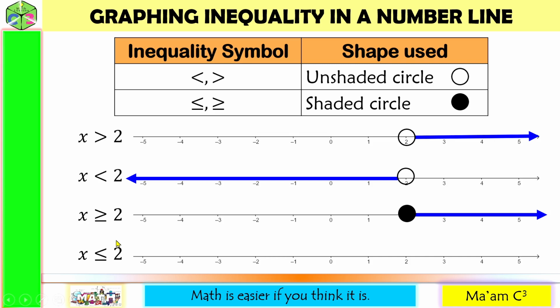Last one, we have x is less than or equal to 2. From 2, since this is or equal, shaded circle. And then values of x that are less than 2. The inequality symbol is pointing us to the left, so we are going to the left.